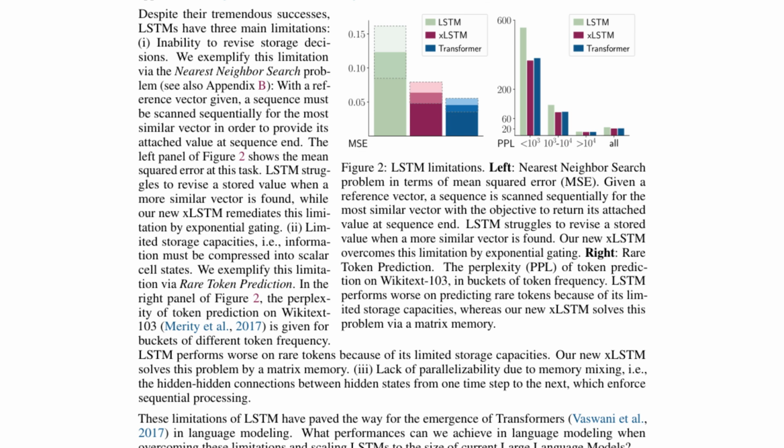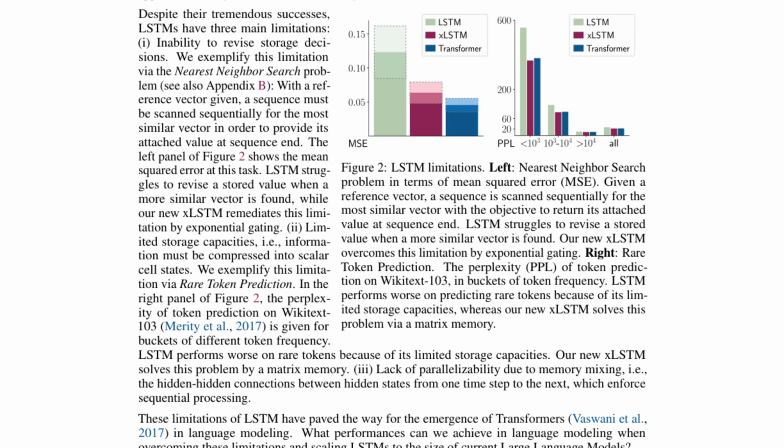1. Inability to revise storage decisions. We exemplify this limitation via the nearest neighbor search problem. Given a reference vector, a sequence must be scanned sequentially for the most similar vector in order to provide its attached value at sequence end. The left panel of Figure 2 shows the mean squared error at this task. LSTM struggles to revise stored values when a more similar vector is found, while our new xLSTM remedies this limitation by exponential gating.